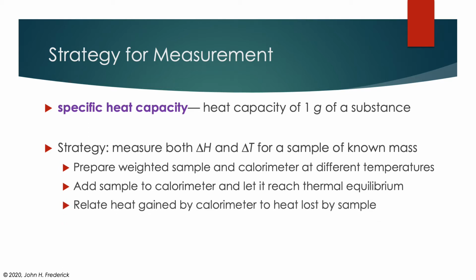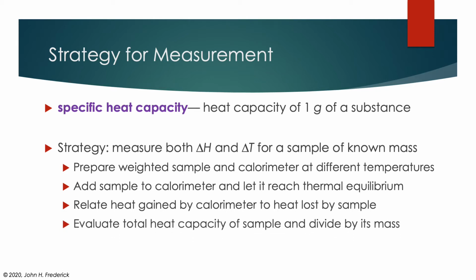We're now going to relate the heat gained by the calorimeter to the heat lost by the sample. Once we do that, we can evaluate the total heat capacity of the sample and simply divide by its mass to get its specific heat. So what does this look like?